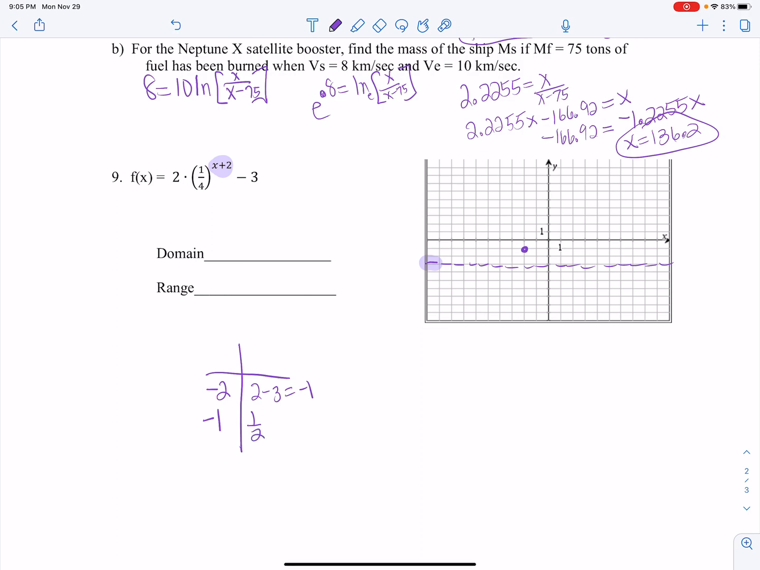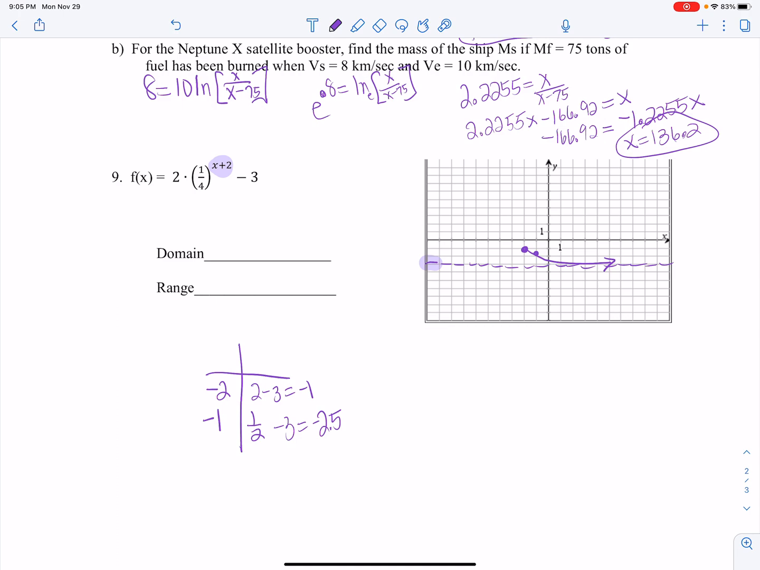And then if I think of what makes it 1, I would put in a -1. So 1/4 times 2 is 1/2, yes, minus 3. So this would be -2.5. So I have a point at (-1, -2.5). So it's a decay, so that's leveling off here.